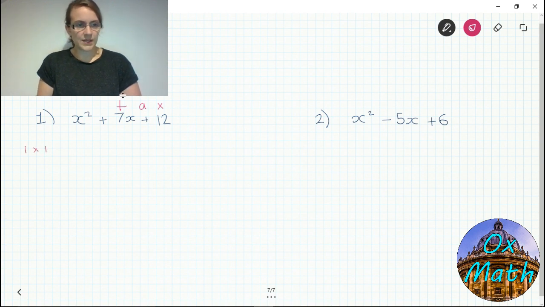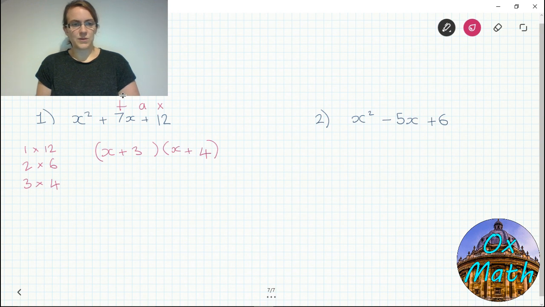So we can write out all our factor pairs of 12 and see which ones add up to give 7. So clearly it's not 1 and 12, 2 and 6 would give us 8, 3 and 4 gives us our 7. So we know that our two sets of brackets are going to each have an x in to make the x squared, and then we've got plus 3 and plus 4. So when we times the two constants we get our plus 12, and when we times each number by the x we get 3x and 4x, which add to give our 7x.